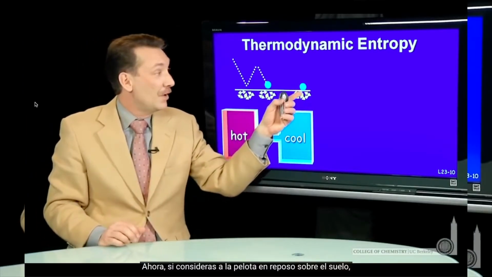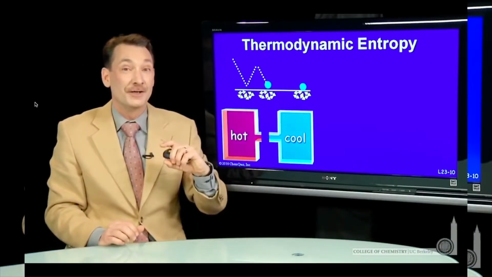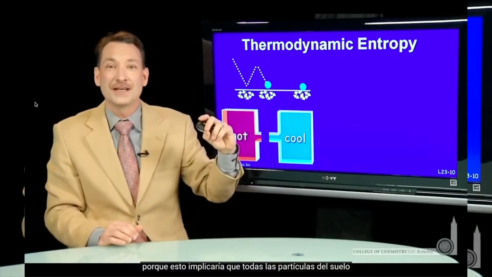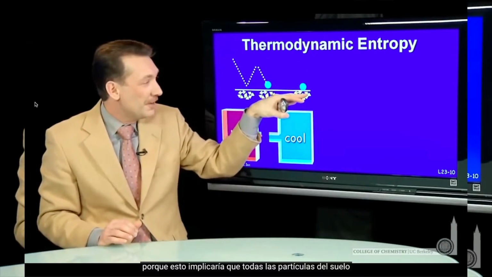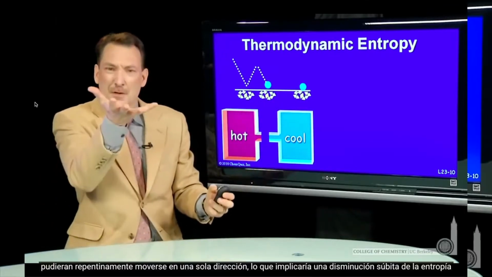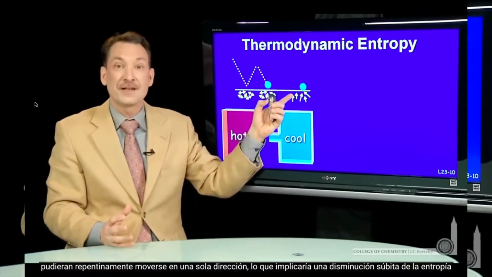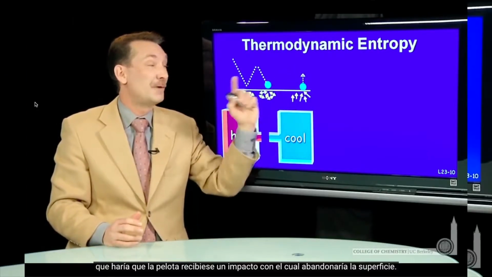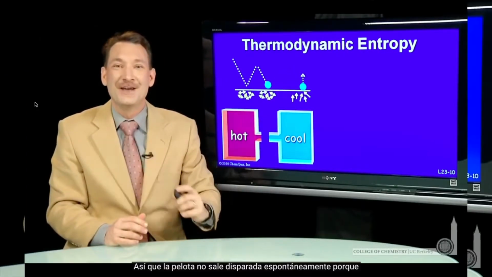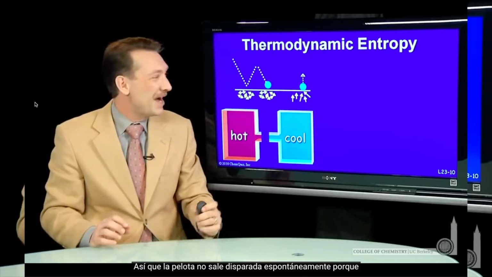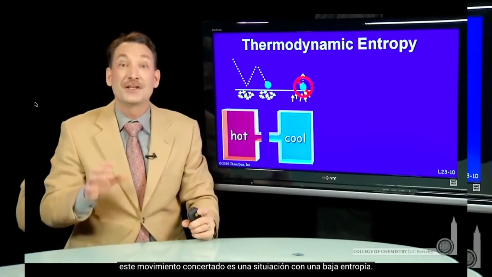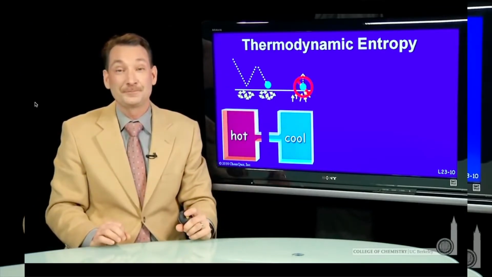Now, if you think about a ball sitting on the floor, we never observe the opposite, that is, the ball just spontaneously bouncing. That would mean all the particles in the floor move in a concerted motion, suddenly go to a lower entropy state, and impact the ball and raise it off the surface. So balls don't spontaneously bounce, because that concerted motion is a low entropy situation.